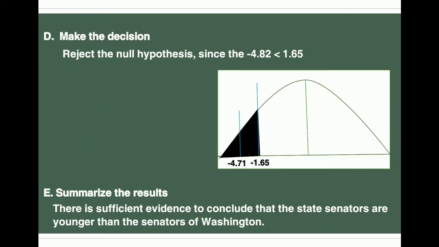Fourth step, make the decision. The decision is to reject the null hypothesis, since negative 4.82 is less than negative 1.65. As you can see in the illustration below, the test value is less than the critical value. For the last step, summarize the results. There is sufficient evidence to conclude that the state senators are younger than the senators of Washington.